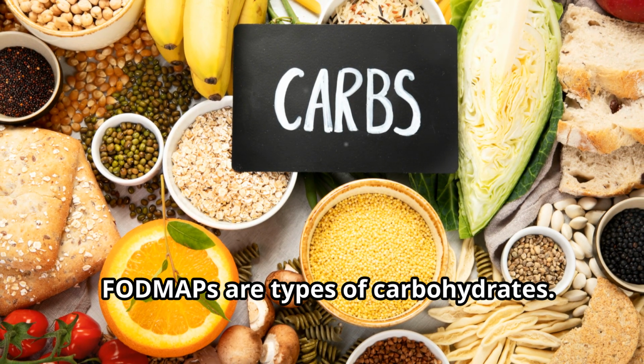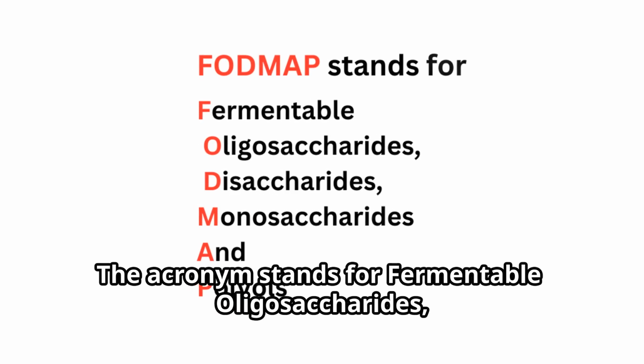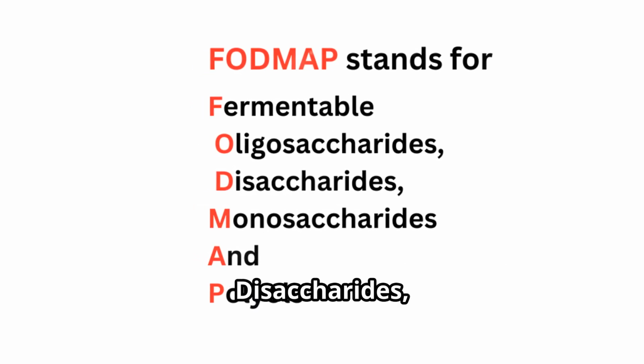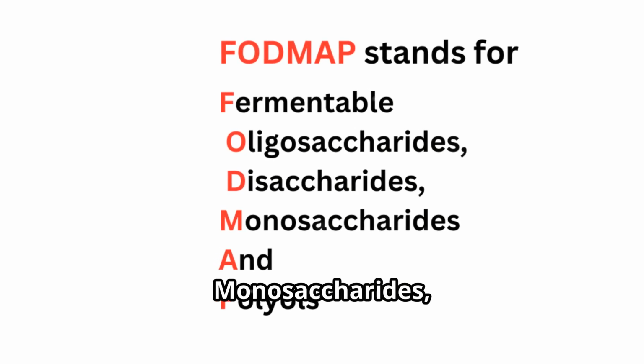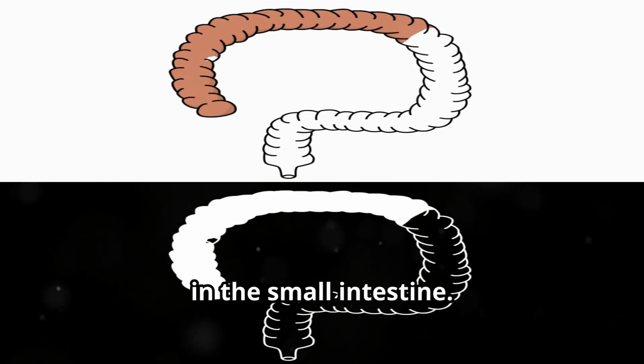FODMAPs are types of carbohydrates. They are found in many common foods. The acronym stands for fermentable oligosaccharides, disaccharides, monosaccharides, and polyols. These carbohydrates are poorly absorbed in the small intestine.